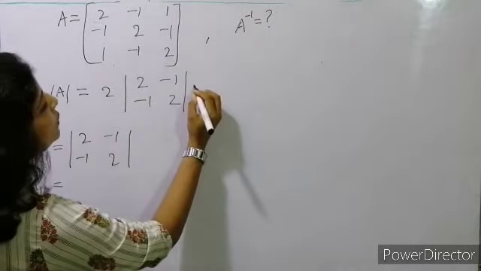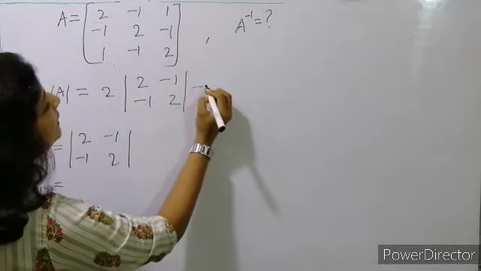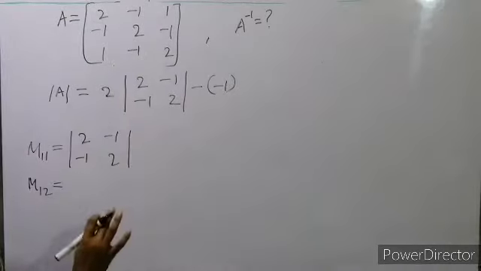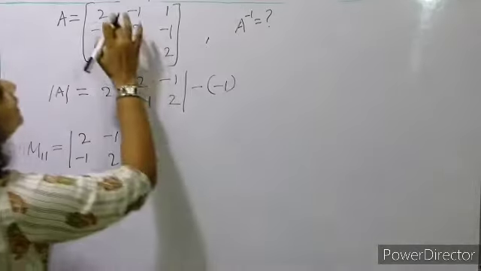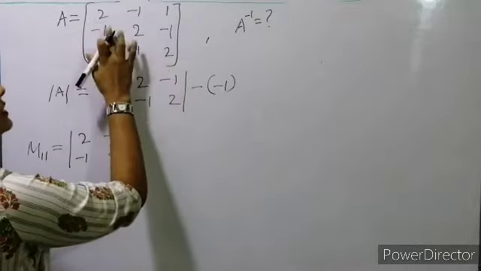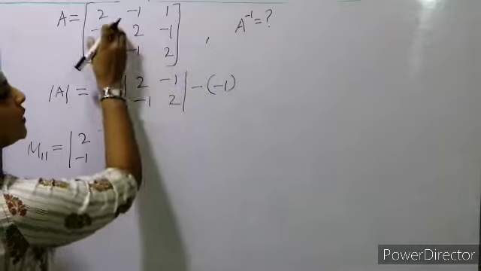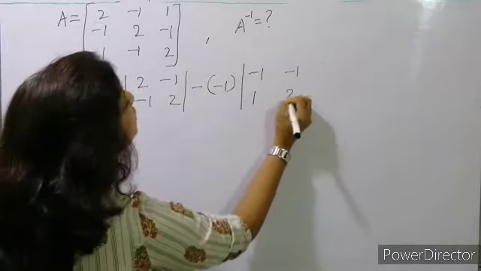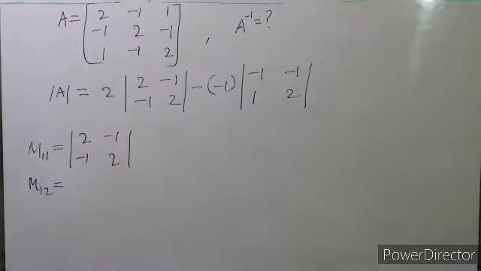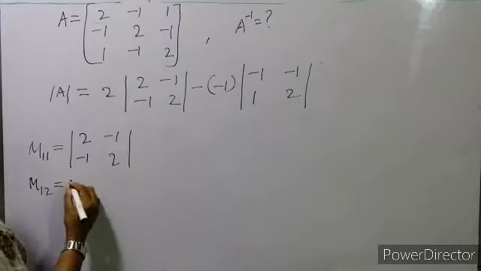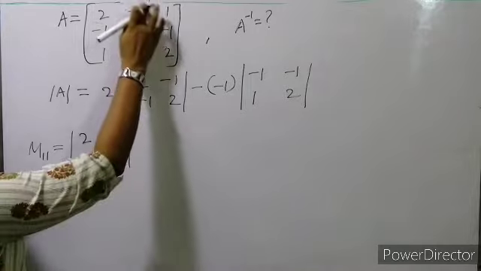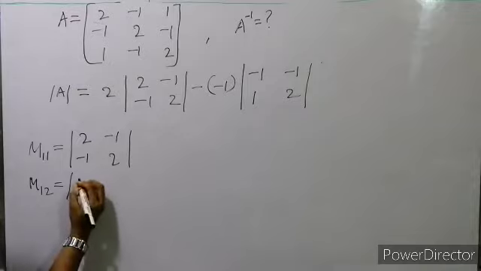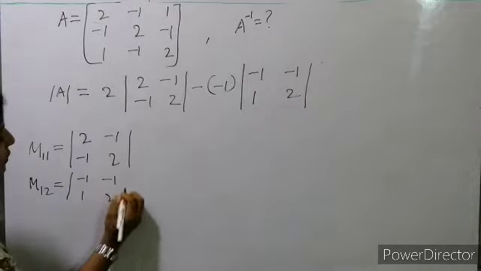Now M12 is minus into -1, minus into -1, and then we will leave this row and this column. What is left behind? This 2, these 2 and these 2. Okay, so -1 1 -1 2. This will be the minor of 1 2, because this number -1 is at position 1 2, so we'll write here -1 -1 1 2.